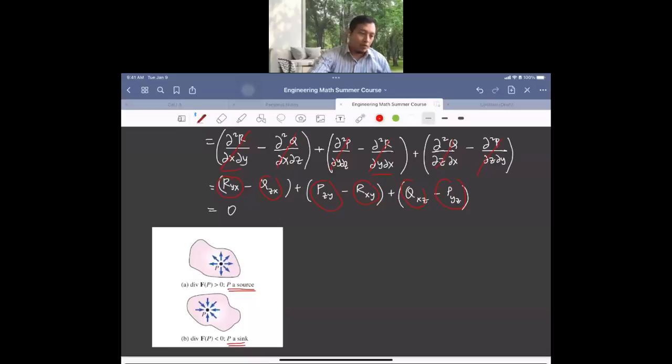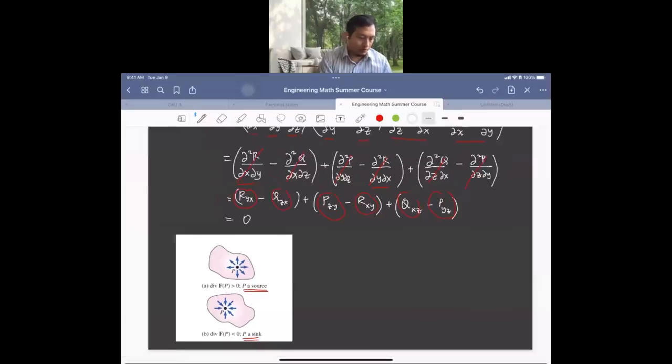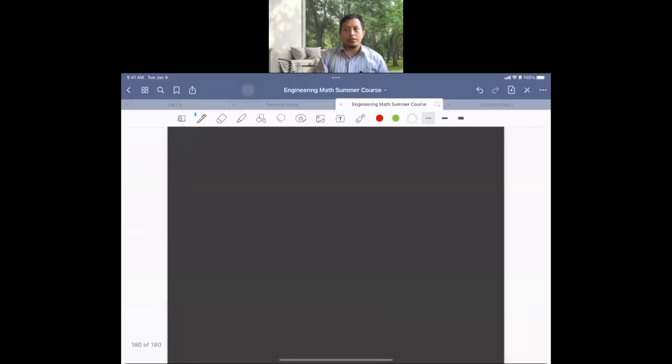Okay. We move to the next section. This is the line integral. So, line integrals. So what is a line integral? First, let me just recall what we have in normal integration.